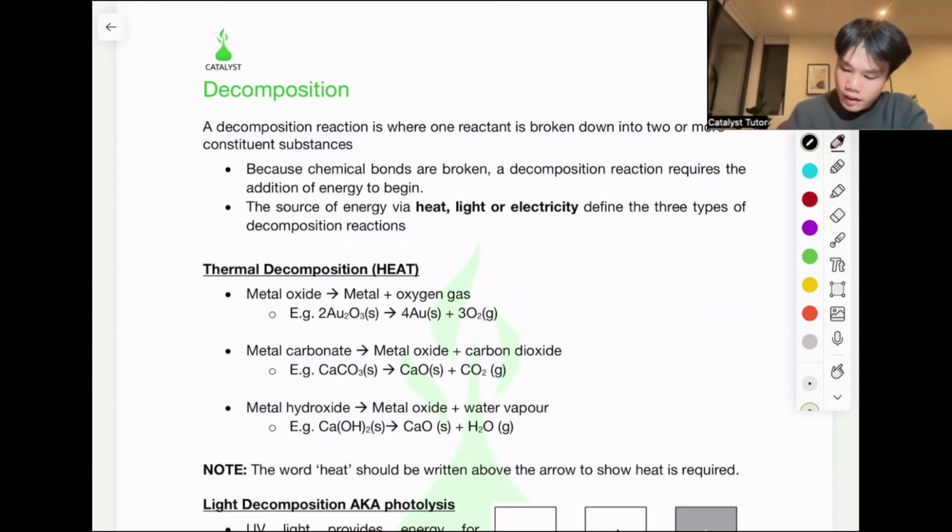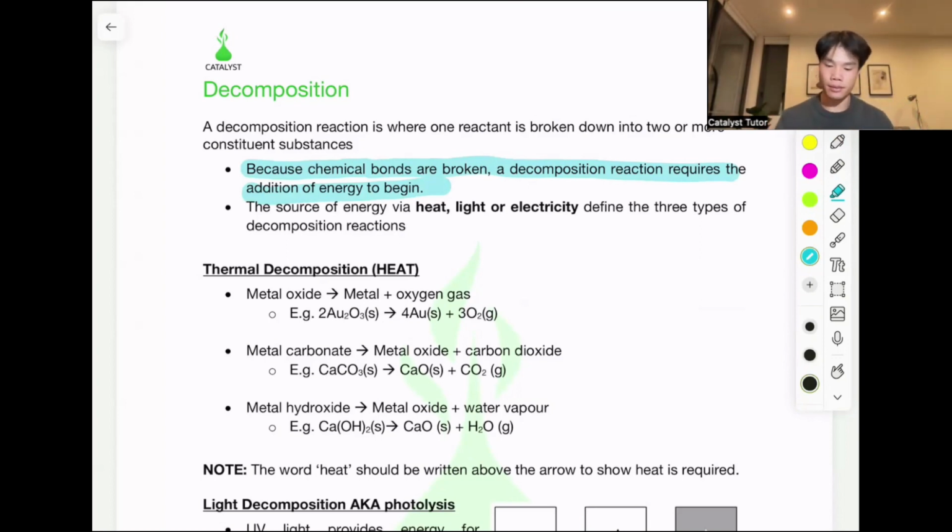Okay, and as the first dot point says, because chemical bonds are broken, a decomposition reaction requires the addition of energy to begin. So typically, and this is actually true for pretty much any reaction, in order to start a reaction, you have to first input energy to break bonds. You can never just go about forming bonds first. There has to be an input of energy first, which breaks apart all the bonds. Molecules then reform, releasing back out energy.